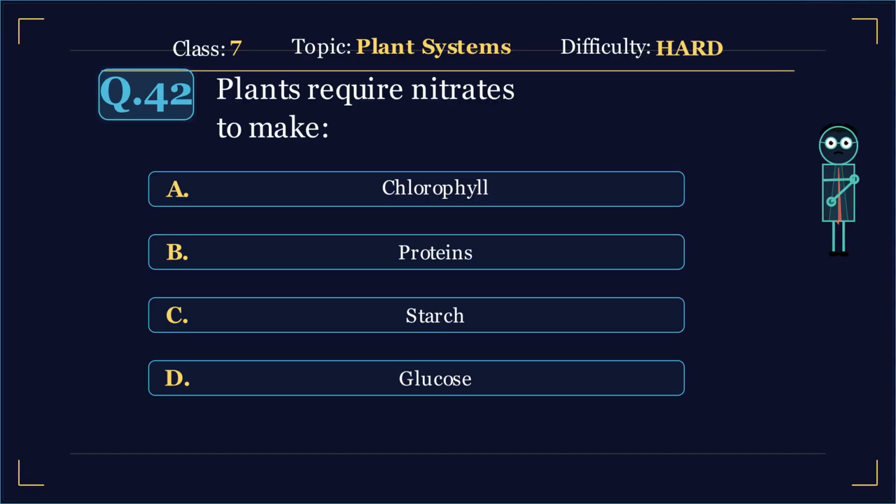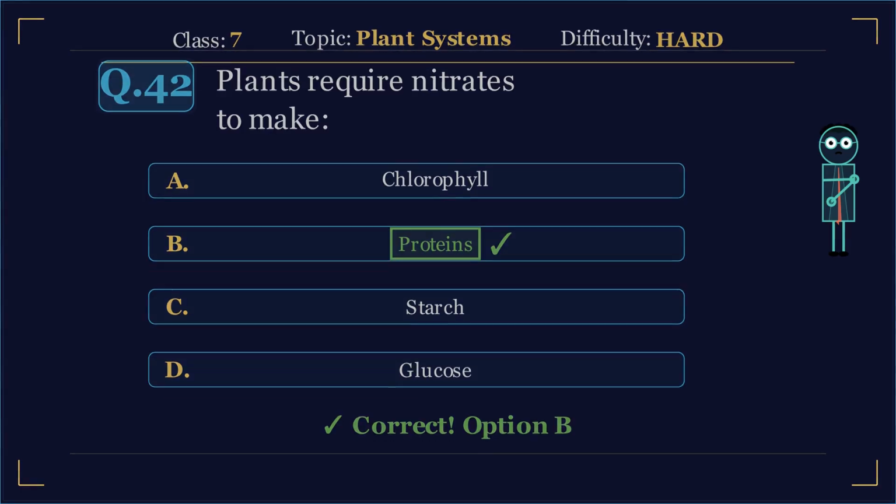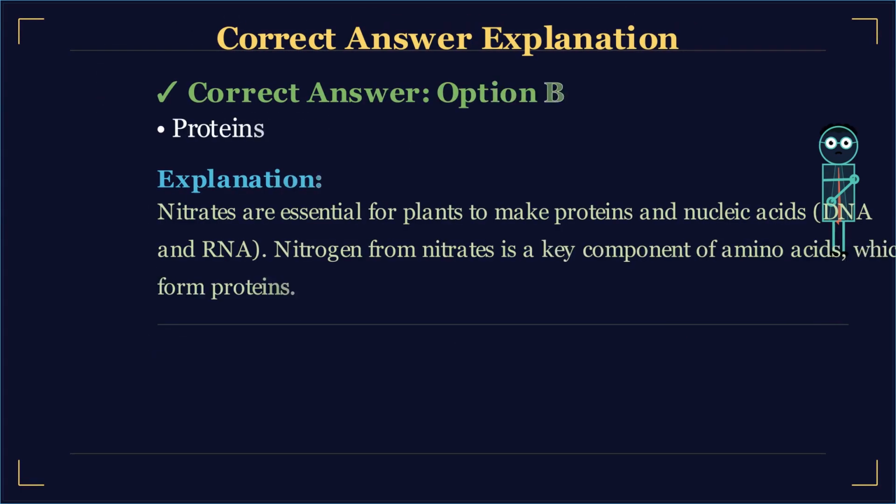The correct answer is option B. Here's the explanation for the correct answer. Nitrates are essential for plants to make proteins and nucleic acids, DNA and RNA. Nitrogen from nitrates is a key component of amino acids, which form proteins.